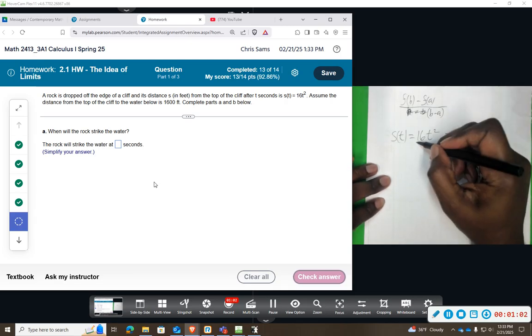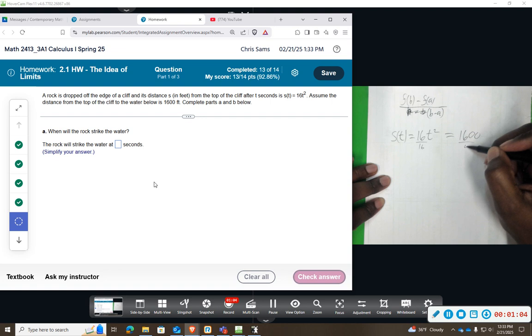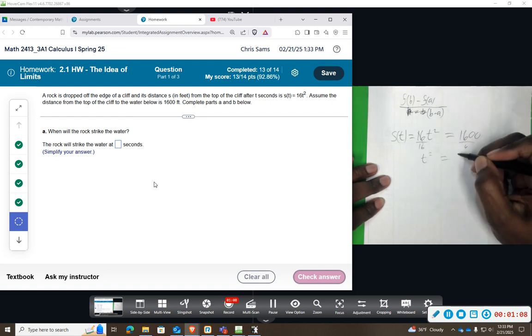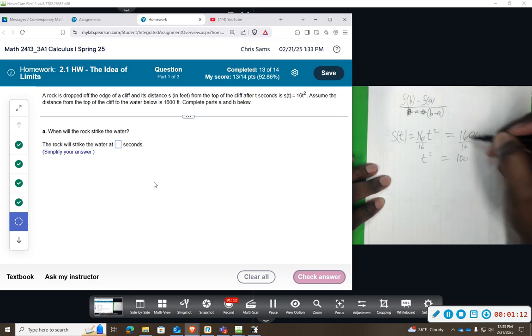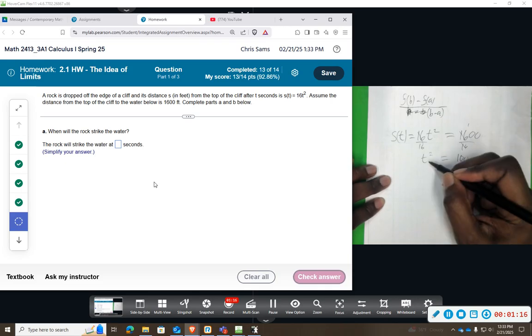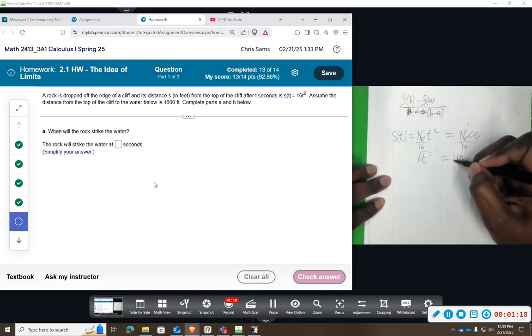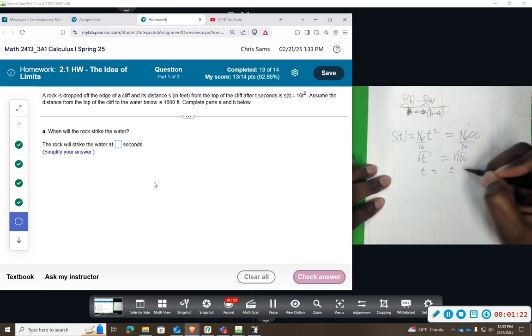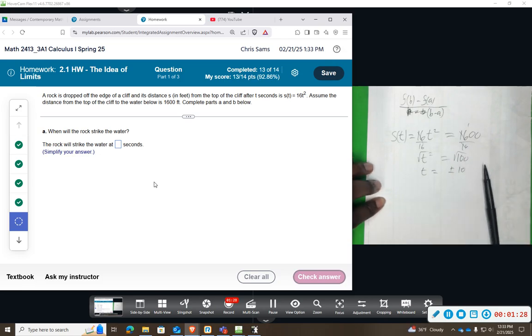So we can divide by 16 and factor that, and that gives us t squared equals 100. 16 just gives us 1 basically. And then if we do the square root, we get t equal plus or minus 10. Okay, so after about 10 seconds, this rock will strike the water.